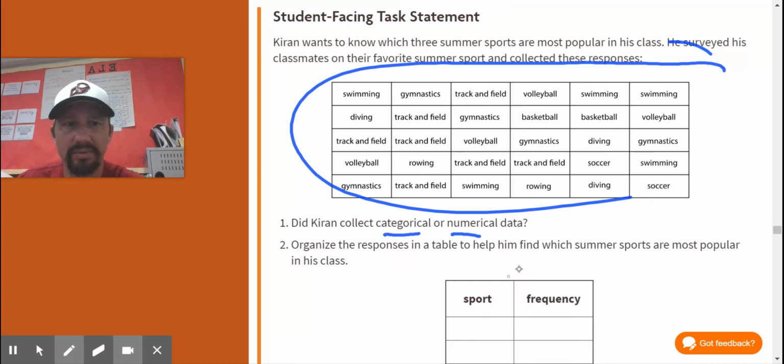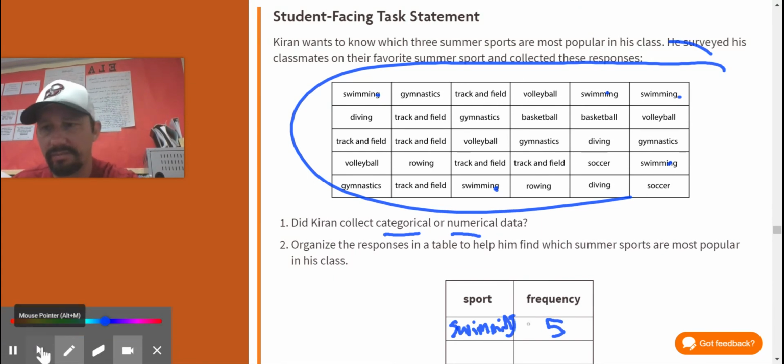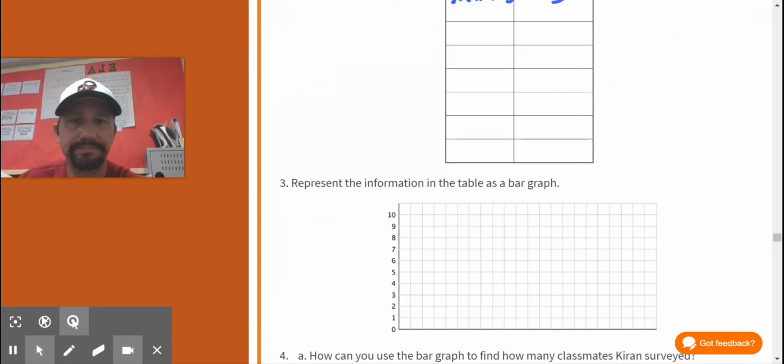So when you would do the table, for one of the sports, you would write swimming, and I'm sure Audrey's like, woohoo, yeah, it's the best. And you would count the number of people who said swimming. 1, 2, 3, 4, 5. And you would do that. I'm not going to finish that chart, but that's what that is.